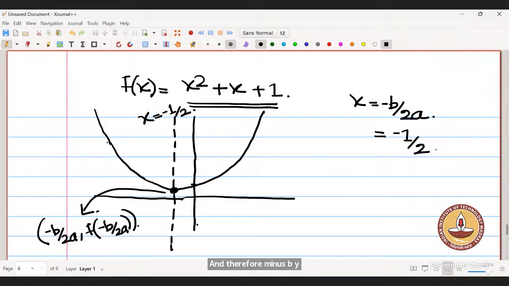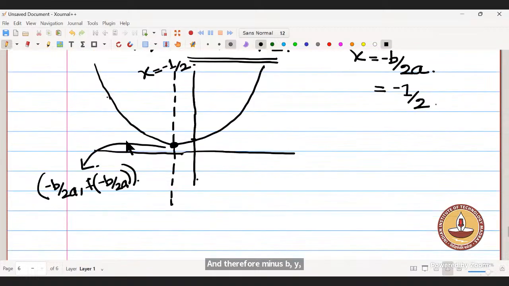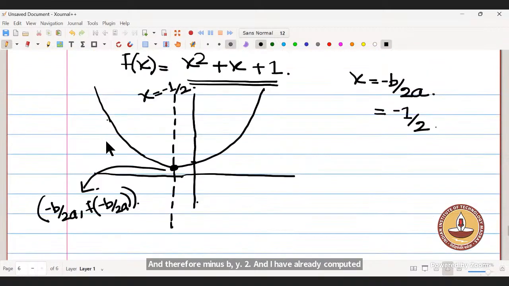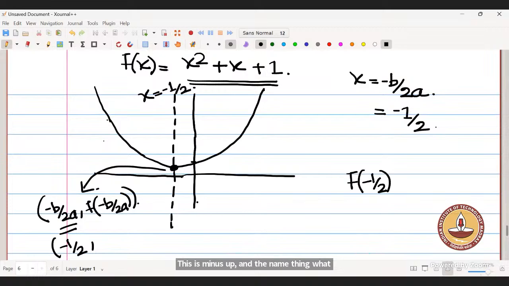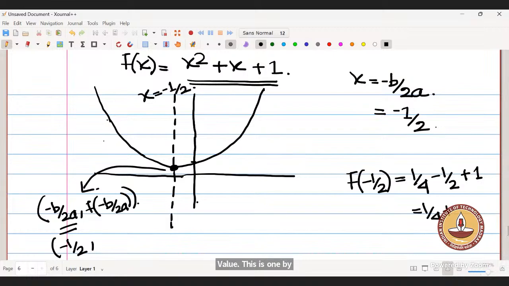And I have already computed the x coordinate of the vertex, right? This is minus half. And the next thing I need to compute is f of minus half. This is what? 1 by 4 minus half plus 1. What is this value? This is 1 by 4. 3 by 4. 3 by 4. Correct.